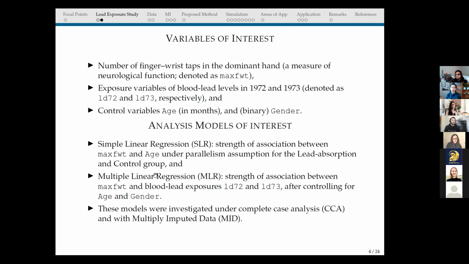So with these two models of interest, we can perform CCA, which was the route the original authors took. As an alternative, I propose that I multiply impute the data and then perform these two models on the imputed data sets. That's what I'm proposing, because I'm losing a quarter of the data set if I perform complete case analysis.